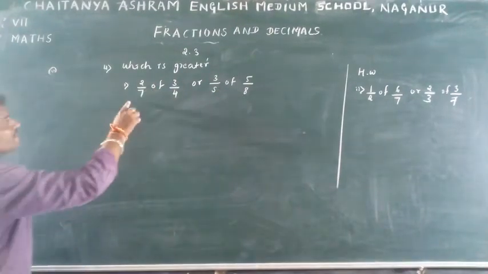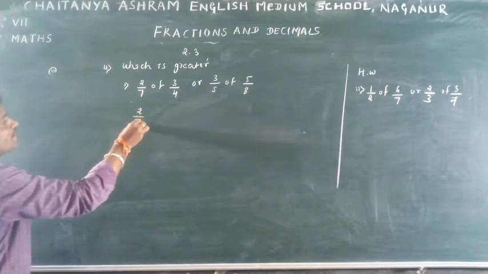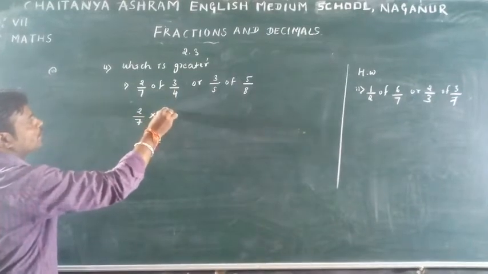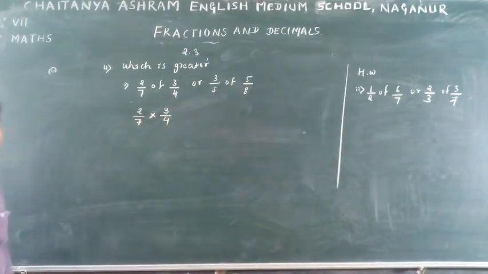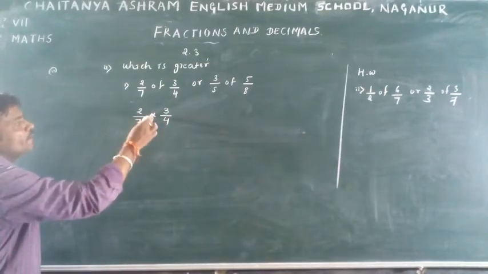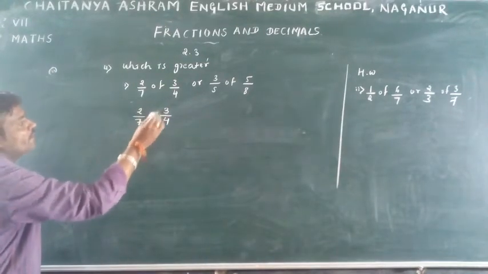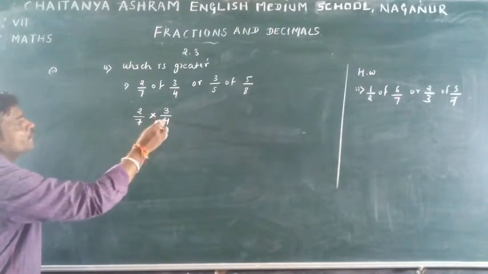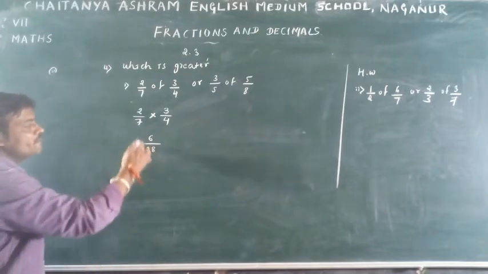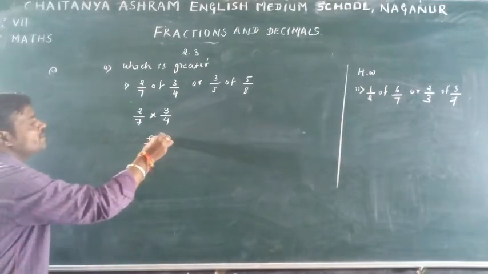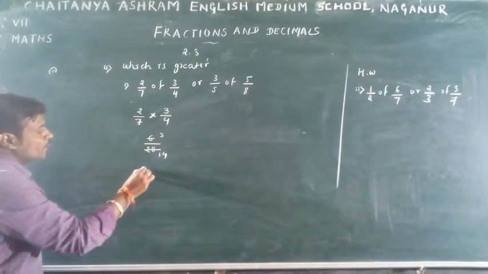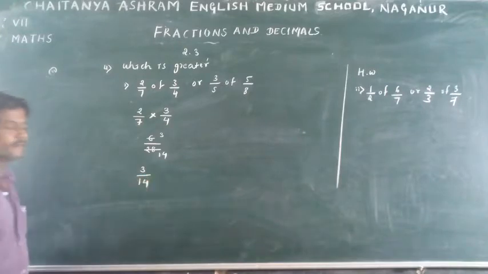Okay, so this is the same as 2 by 7 into 3 by 4, since "of" is multiplication. So how to multiply these two? Multiply numerator to numerator: 2 into 3 is 6, and 7 into 4 is 28. Now write it in simplest form. 2 threes are 6, 2 fourteens are 28. So 3 divided by 14.